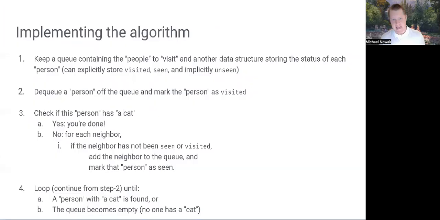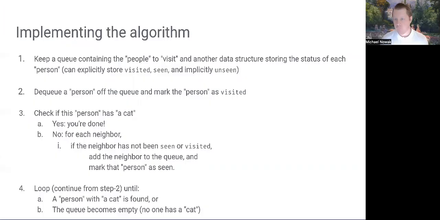Okay, so that aside, the algorithm continues as it had before. We're going to dequeue a person off the queue, and we're going to mark that person as visited in that data structure storing the status. We'll then check if the person has a cat or if they meet whatever property we're searching for in our graph. And if the answer is yes, well, we're done. We found what we're looking for.